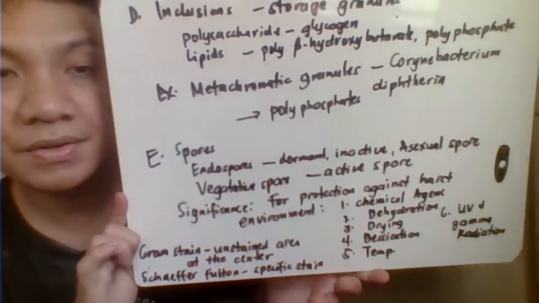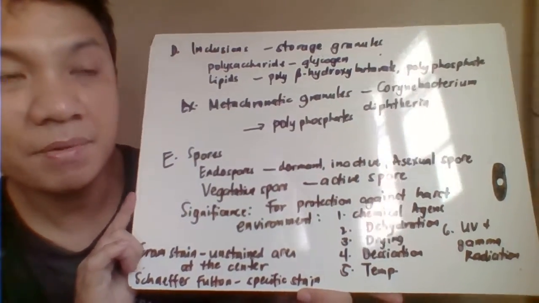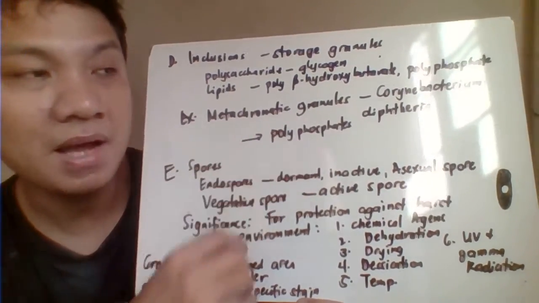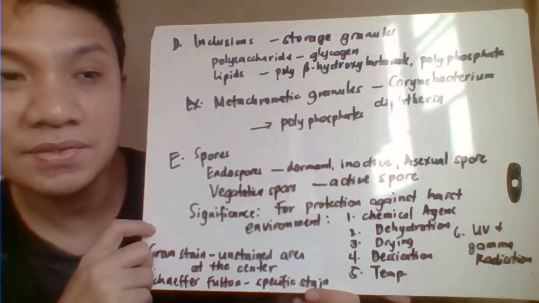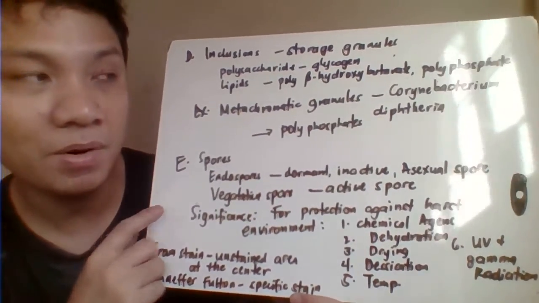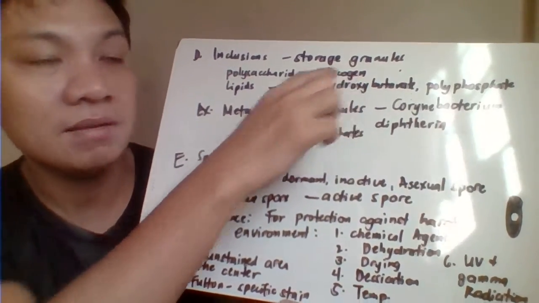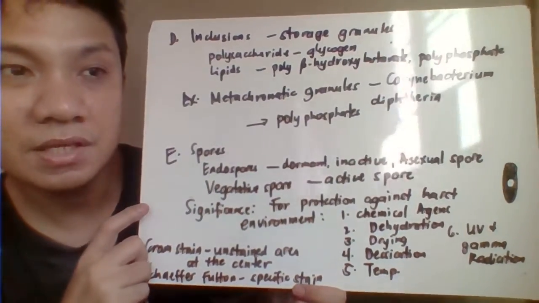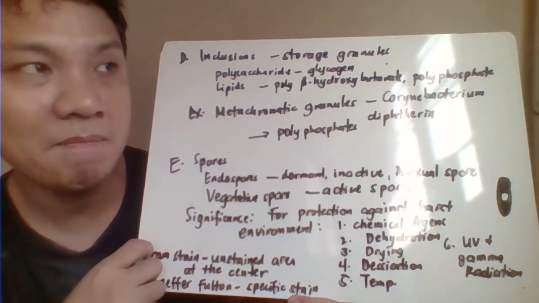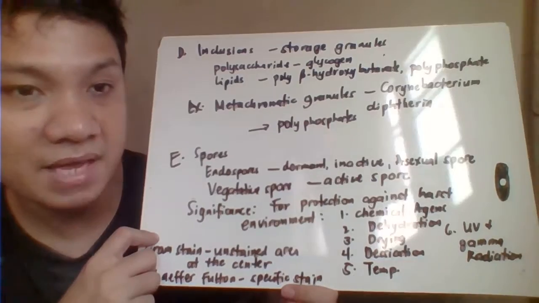Another one, you could also find here inclusions in the cytoplasm of some bacteria. Example of the inclusion, we have here the granules. So the granules in the cytoplasm are usually serving as storage granules. They serve as a storage of, number one, pwede siyang storage of their polysaccharide in the form of glycogen. Pwede din magiging storage granules ito made up of lipids, primarily. Specifically, we have here the poly-beta-hydroxybutyrate, and we have also the polyphosphate.